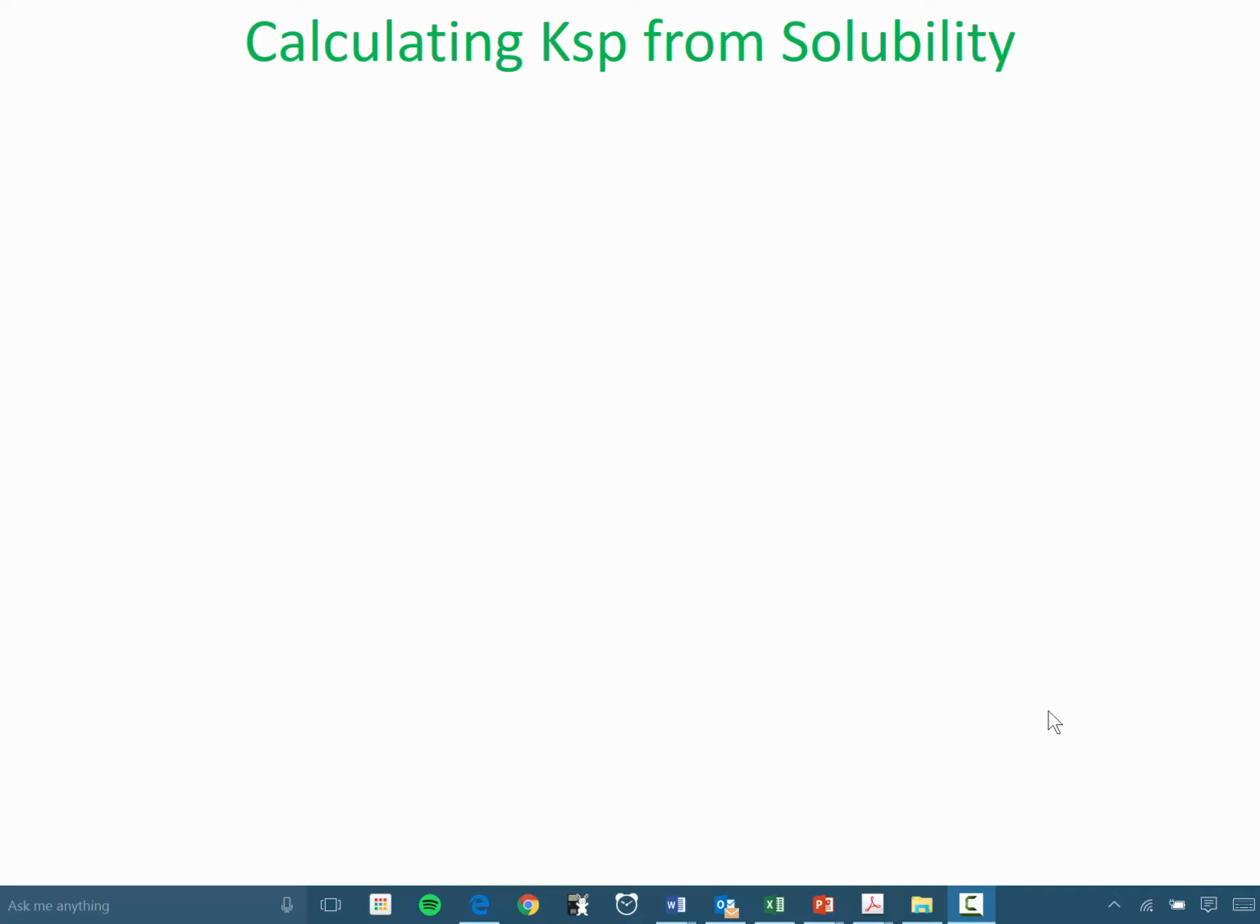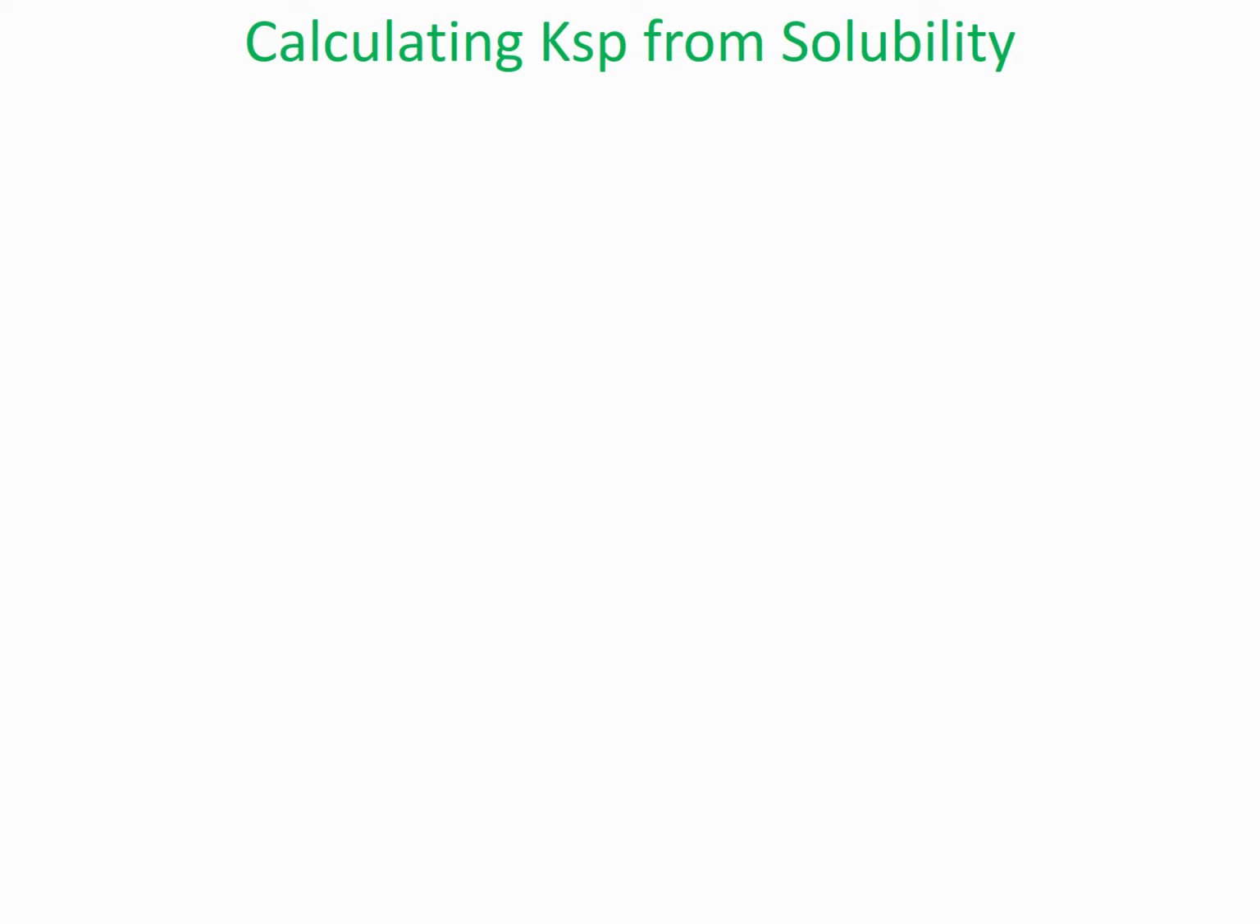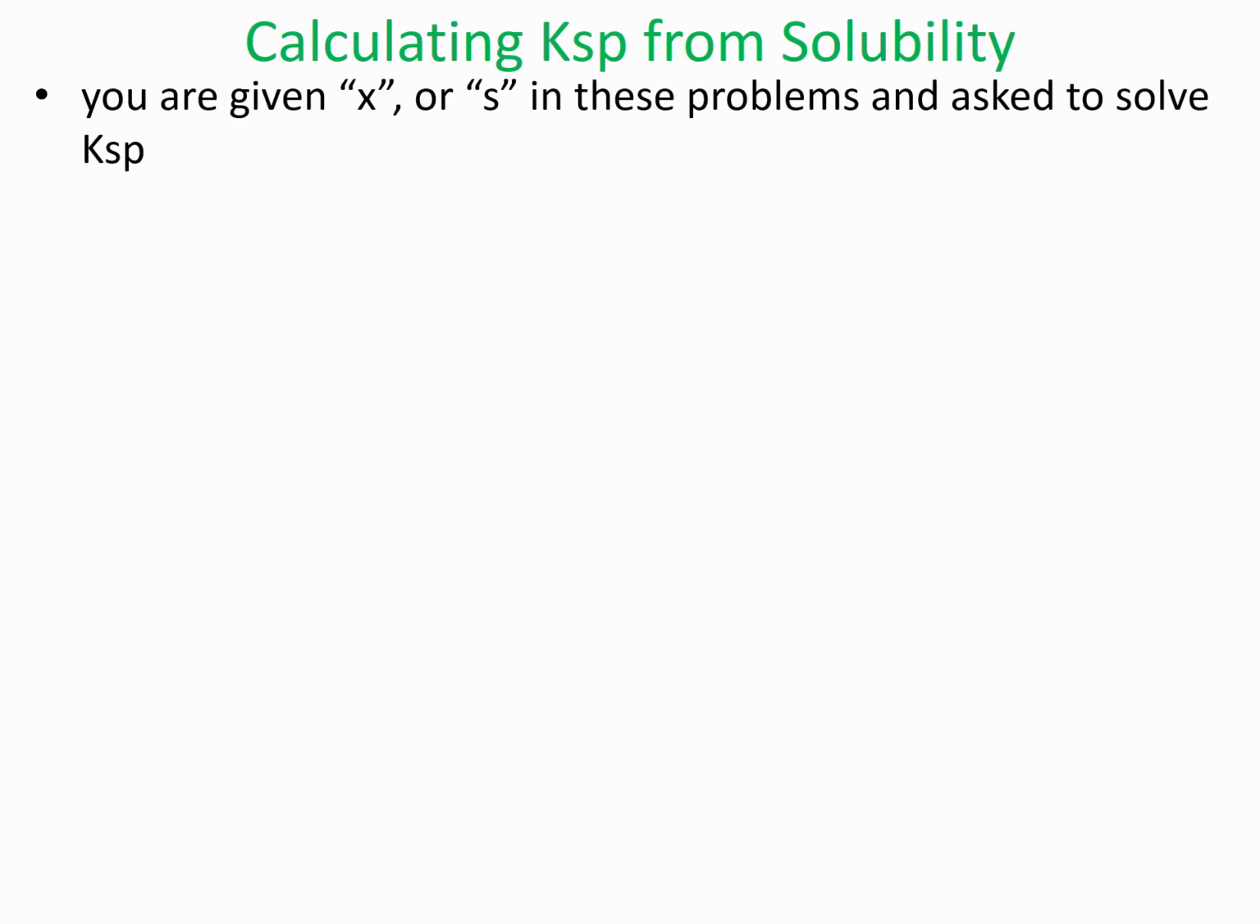In this video, we'll be working with KSPs and solubility. In this first example, we'll be calculating a KSP, solubility ion product, from the molar solubility. So if you're given X, or in some textbooks they call it S, and then asked to solve for solubility, you're given the amount of ions that the mostly insoluble compound is making.